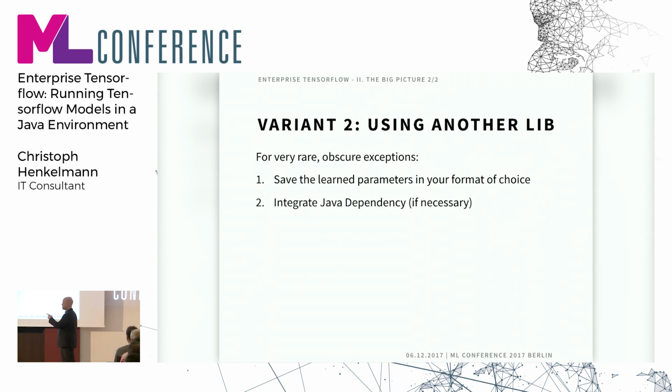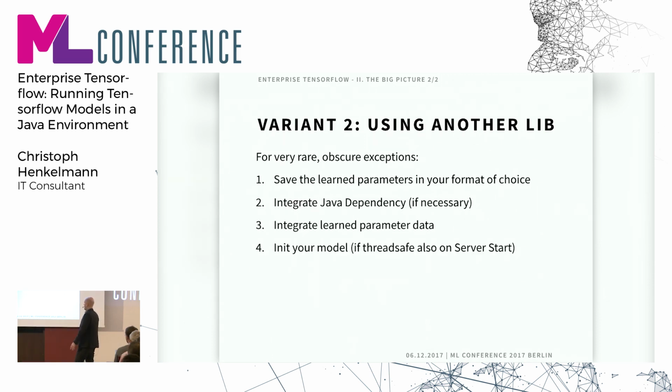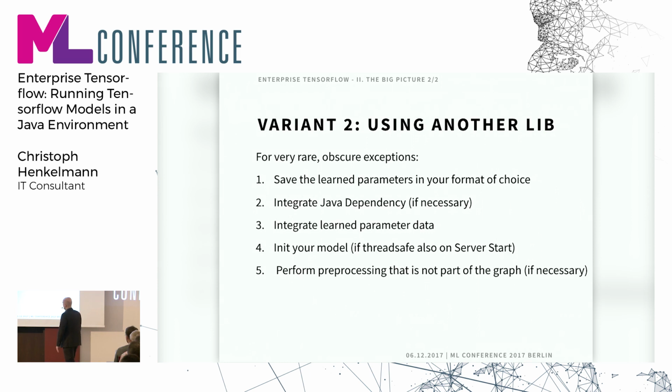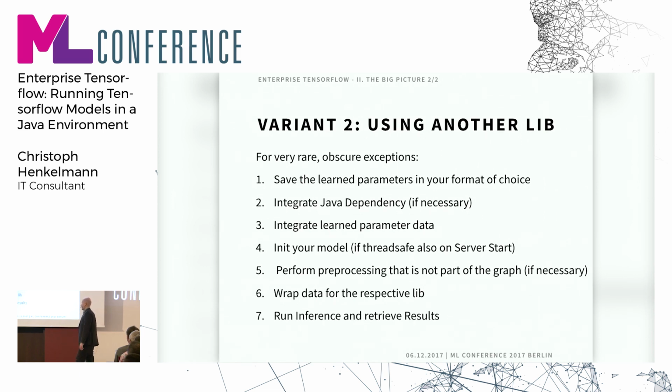It gets too long, but it's actually easier than the other one. Integrate the Java dependency for that other library you use, and then you integrate the learned parameter data. It's basically the same as with the saved model. Init your model if you have to, and do the pre-processing that is not part of your model. Again, same there. Wrap the data for your other lib, not in a tensor, maybe it's called a tensor, and run inference and retrieve results.